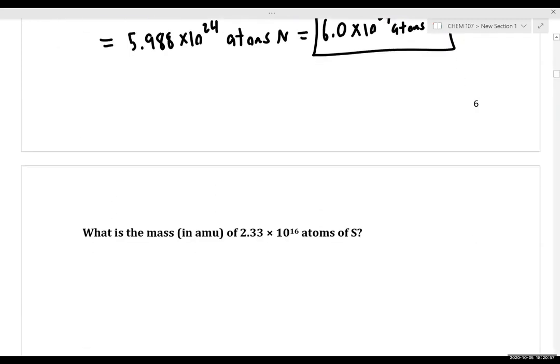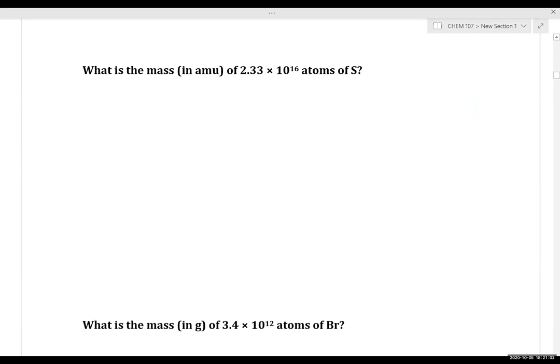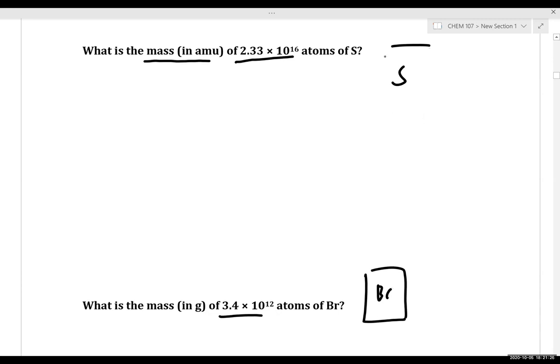Okay. So let's keep going now, and let's work on the next 2 examples. We're asked to calculate the mass in AMUs of 2.33 times 10 to the 16th atoms of sulfur. You're going to need to find sulfur in the periodic table. And then I'd like you to calculate the mass in grams of 3.4 times 10 to the 12th atoms of bromine. And again, you're going to need to find bromine in the periodic table.